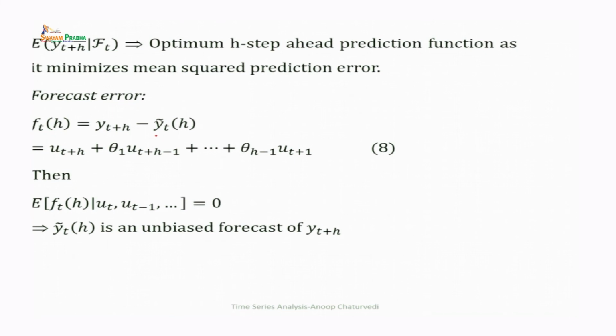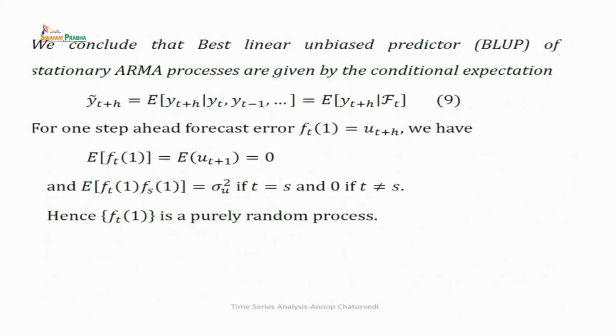Means this forecast is an unbiased forecast of y_{t+h}. So, the forecast, the expectation of y_{t+h} given F_t, not only minimizes the mean squared prediction error, it is also an unbiased forecast. So, we conclude that the best linear unbiased predictor of stationary ARMA processes is given by the conditional expectation of y_{t+h} given the information up to time t.